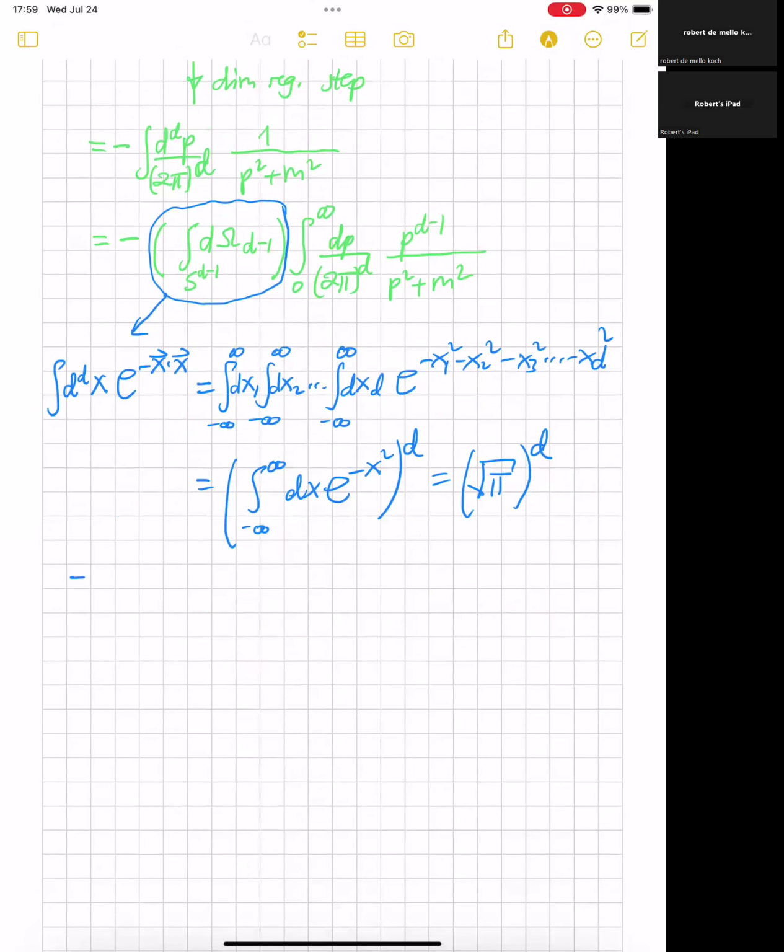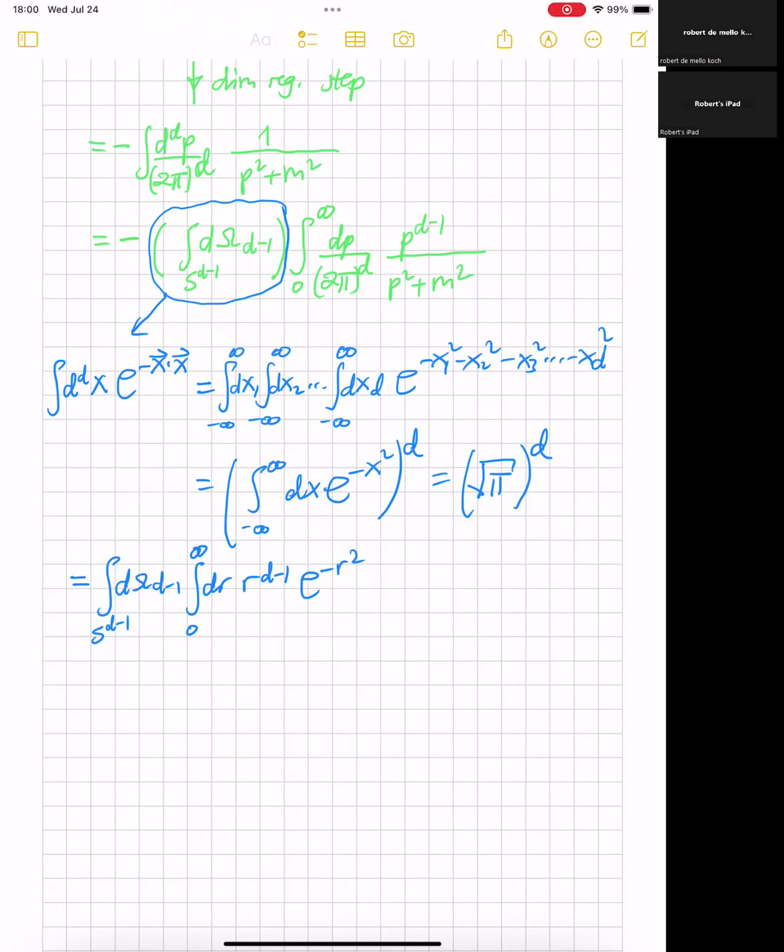But we can also make a change to angles. So this will be an integral d omega d minus 1, and then an integral dr, r to the d minus 1. Again, this is just the measure factor. d^d x is length to the d. If I want to get length to the d here, dr is length, so I need to multiply by r to the d minus 1. And then I've got e to the minus r squared. This integral over r goes from 0 to infinity. The integral d omega d minus 1 will be over a d minus 1 sphere.